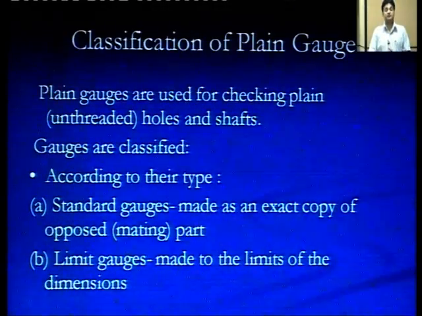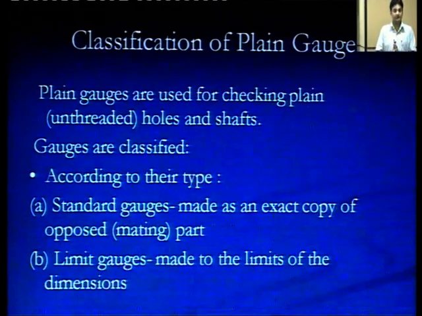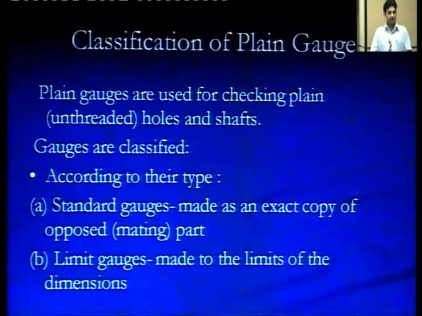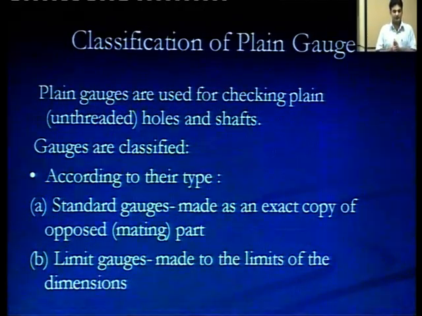Next comes the classification of plane gauges, how we classify them. Plane gauges are used for checking plain unthreaded holes, which are not threaded, and shafts. So gauges are classified according to their type. Number 1 is the standard gauges, which are made as an exact copy of the opposite or mating part. Means the part which we are going to check, the gauge is made exactly to that size. And second is the limit gauges. These are made to the limits of the dimensions.